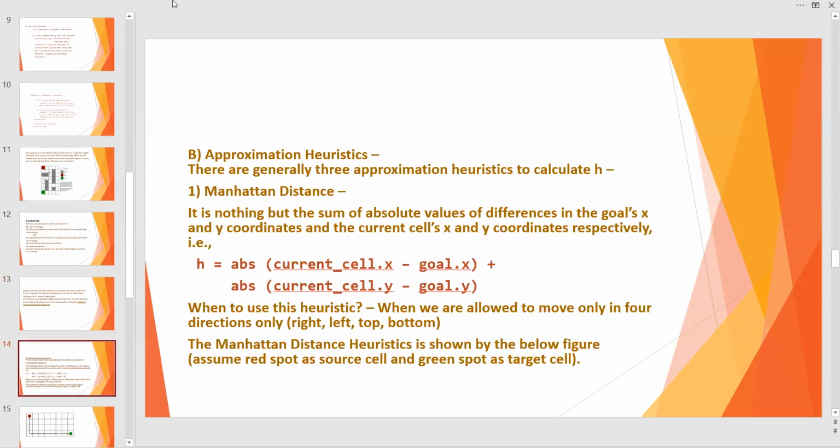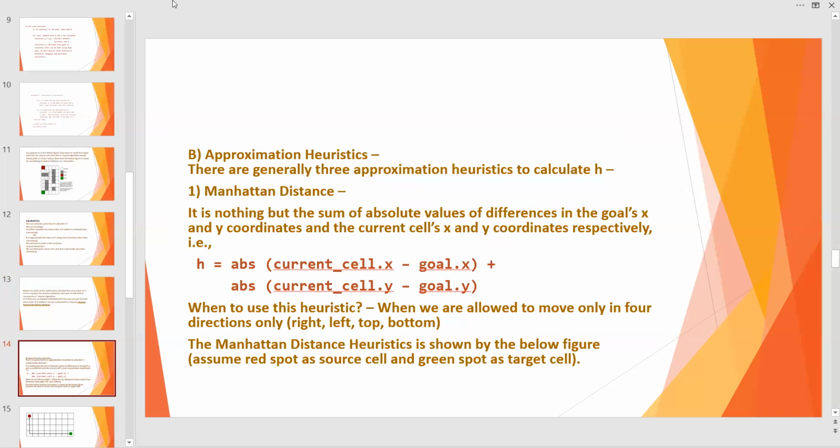Approximation heuristics. There are generally three approximation heuristics to calculate H. Manhattan distance. It is nothing but the sum of absolute values of differences in the goal's x and y coordinates and the current cell's x and y coordinates respectively.